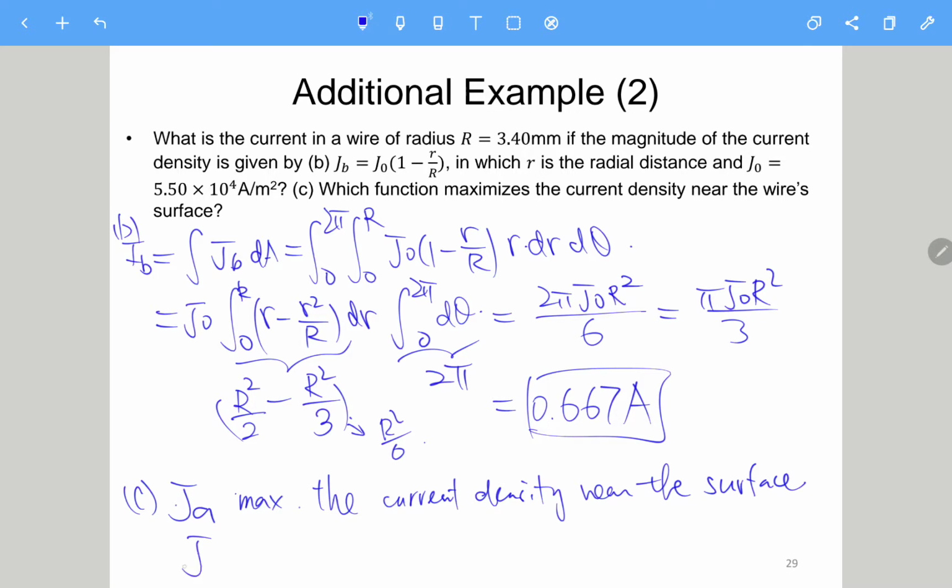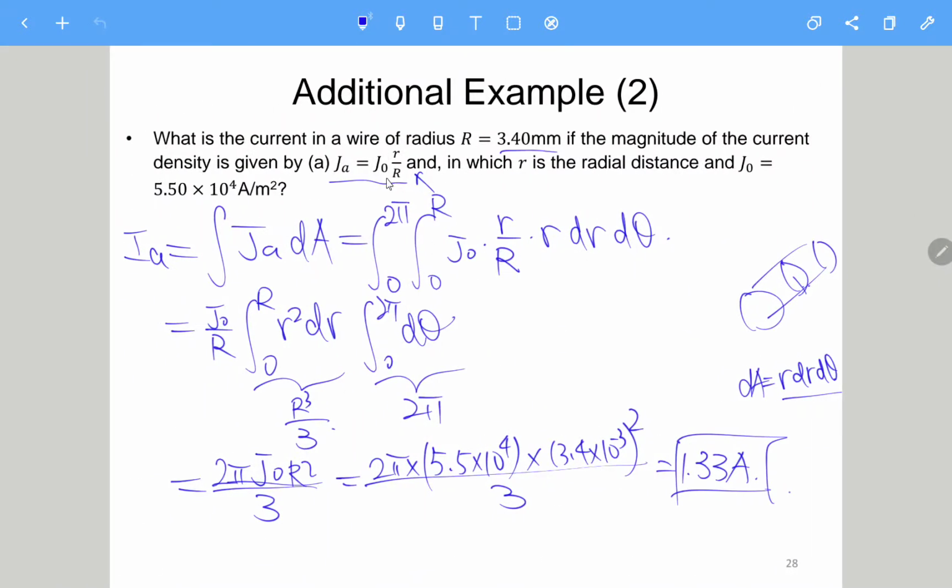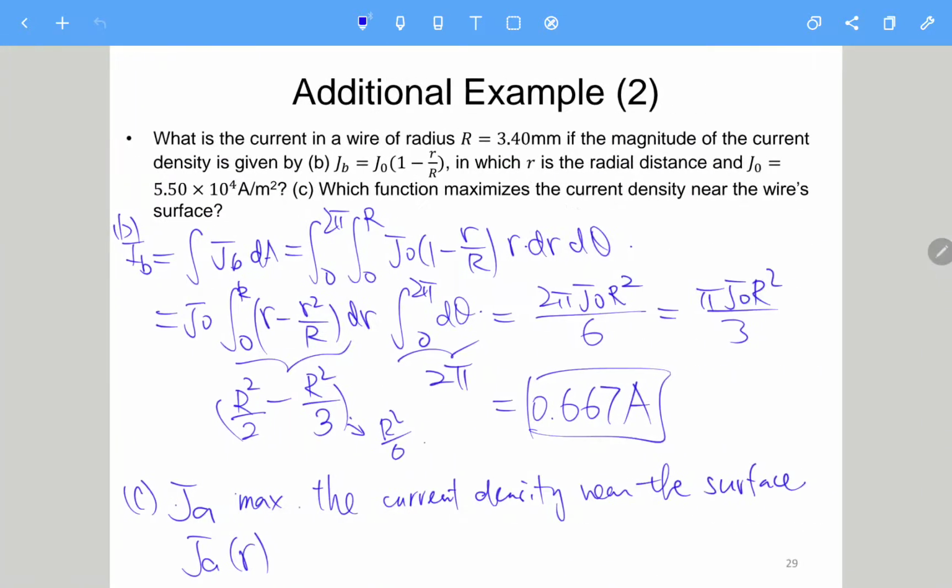because you can consider JA at capital R. JA at capital R is J0. But for JB, at capital R it is J0 times 1 minus capital R over R, which is 0. Yeah, this is the point here.